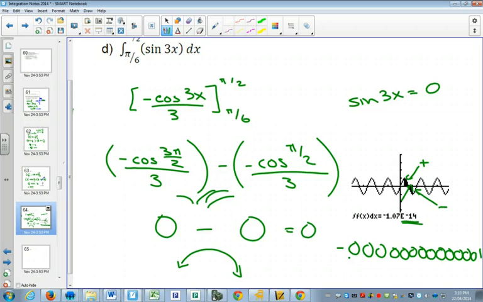No, but what we want to figure out is, when is this sine of 3x equal to 0? Normally, sine is equal to 0 at 0, pi, and 2 pi, right? So for 3x, it would be equal to 0 at 0, pi over 3, 2 pi over 3.